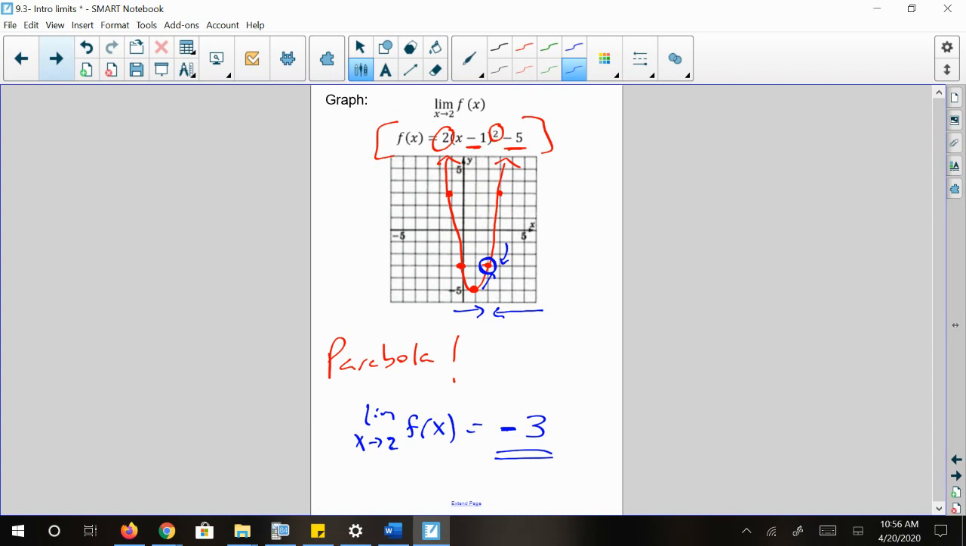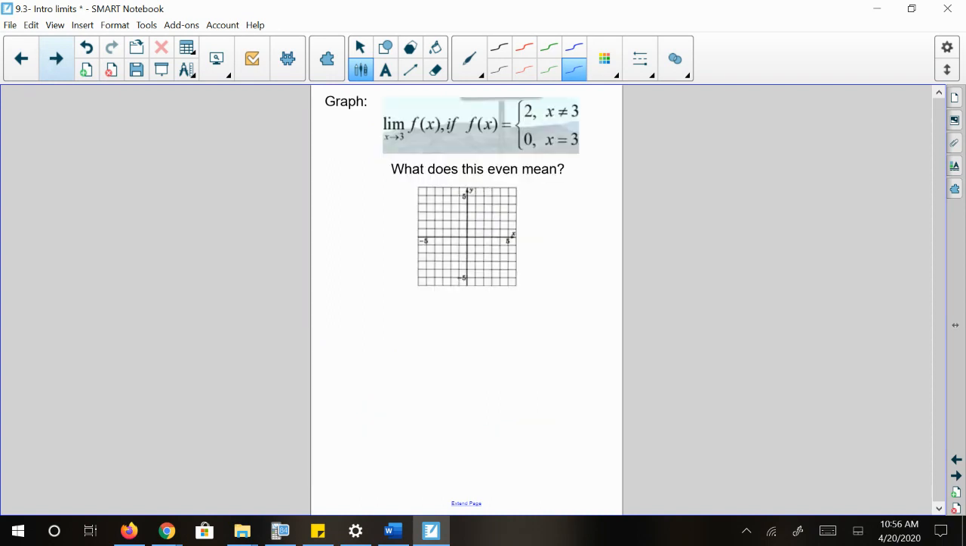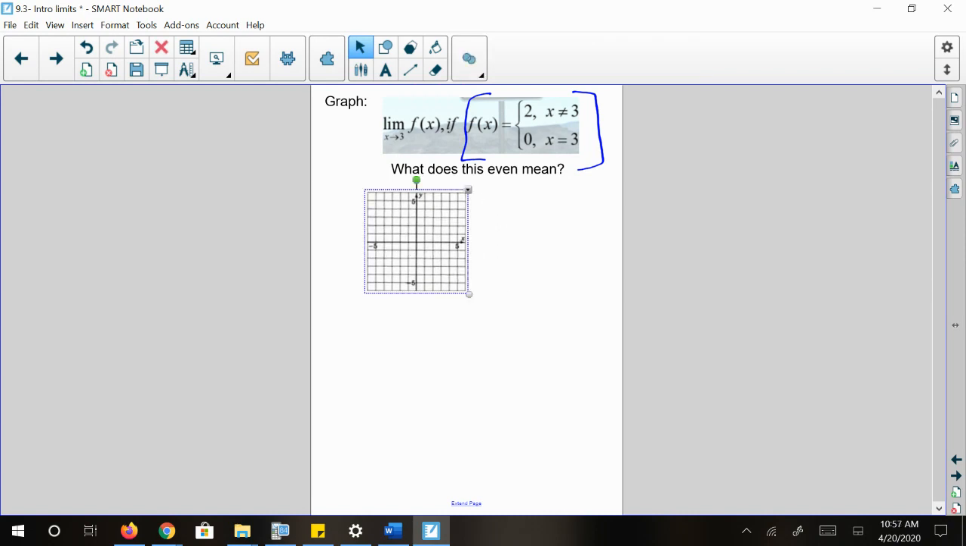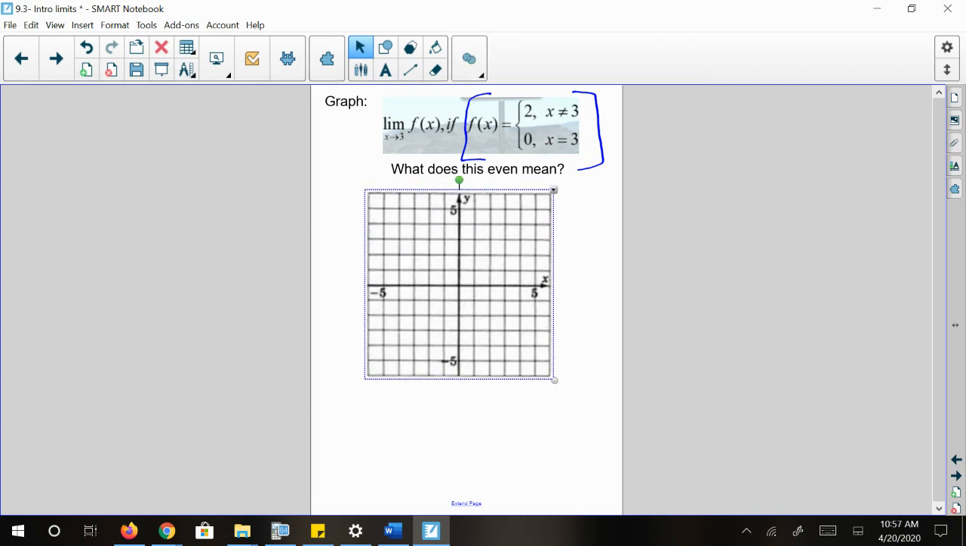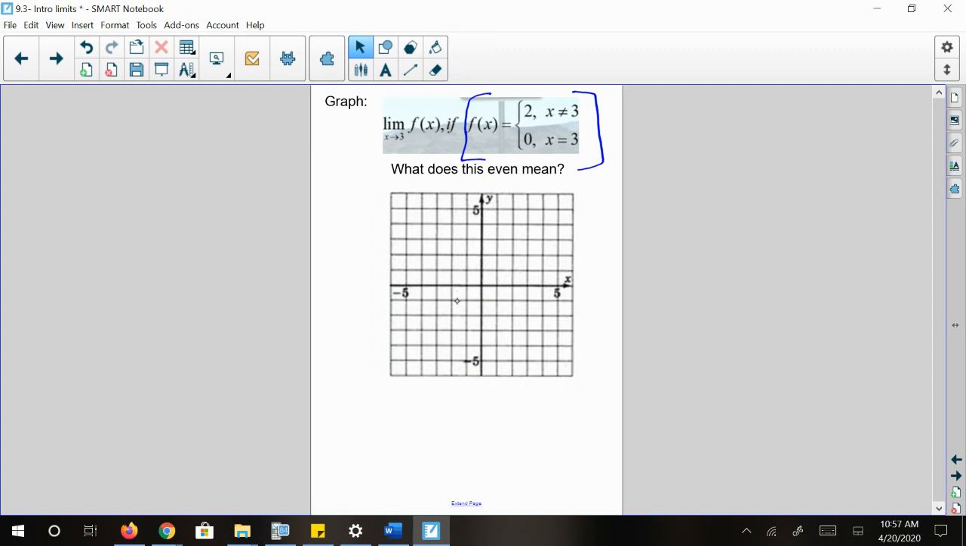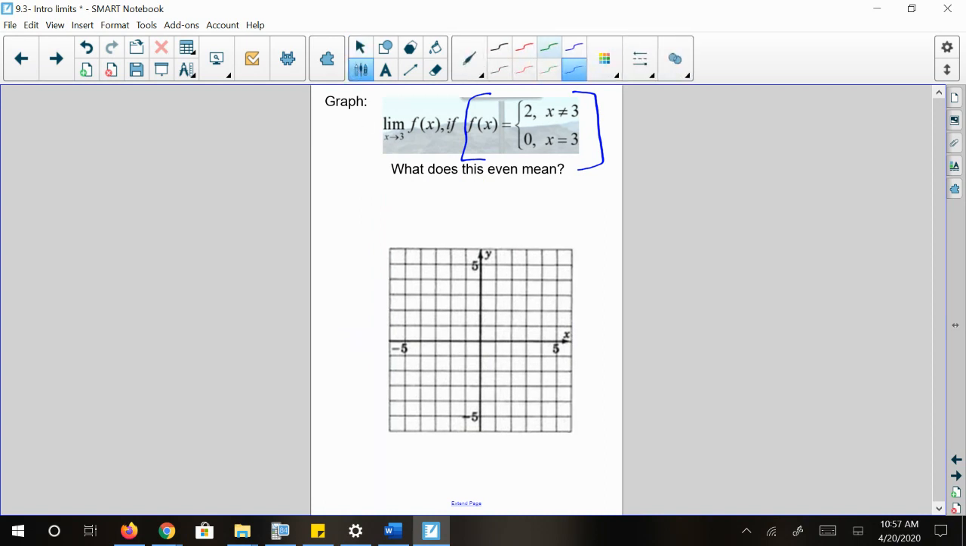Right. Another type of graphing one, let's take a look here, is this. Okay, the limit as x approaches 3 of f of x. But this time, instead of having a cut and dry function, we got something that looks a little weird, okay? This says f of x is equal to 2 as long as x does not equal 3. But if x does equal 3, then f of x is equal to 0. What does this even mean? I have mentioned this very briefly earlier this year in the first semester. This is called a piecewise function.